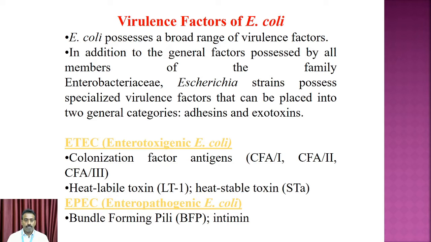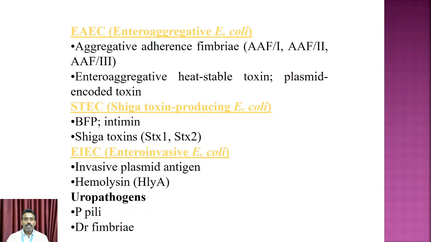There are 3 types of enterotoxins of enterotoxigenic E. coli: a heat labile toxin, LT1, and heat stable toxin, STa. And enteropathogenic E. coli has bundle forming pili. So enteroaggregative E. coli has aggregative adherence fimbriae 1, 2 and 3. The enteroaggregative E. coli produces heat stable toxin and plasmid encoded toxin.